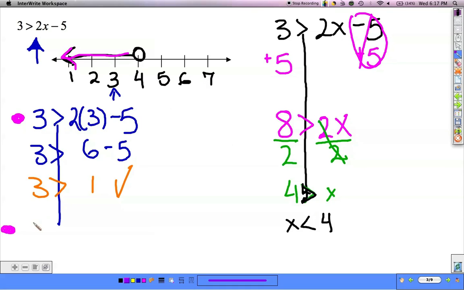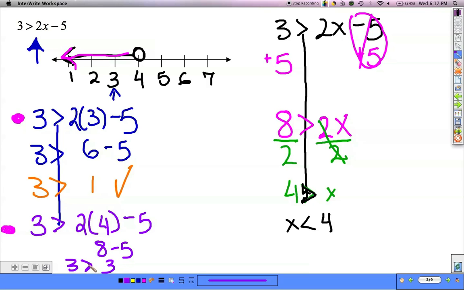All right, so let's say 3, and again we're checking it in our original inequality. So 3 is greater than 2 times 4 minus 5. 2 times 4 is 8 minus 5. That's going to give us 3. Is 3 greater than 3? Nope. So this number is not a solution to this inequality. So we have to reject this one.